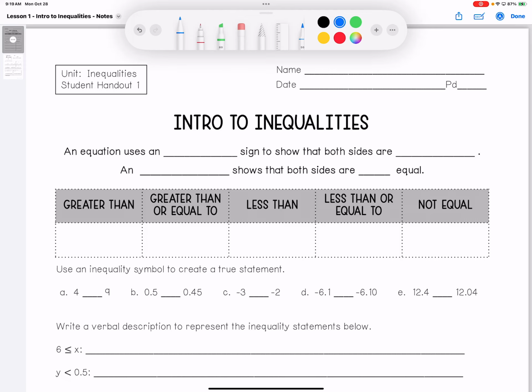Good morning. This is Unit Inequalities, Intro to Inequalities. This is Lesson Uno.